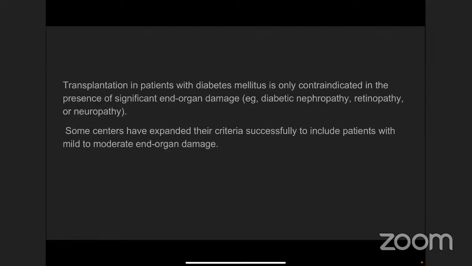Transplantation in patients with diabetes mellitus is only contraindicated in the presence of significant end organ damage, like complications by diabetic nephropathy, retinopathy, or neuropathy. Some centers have expanded their criteria successfully to include patients with mild to moderate end organ damage.